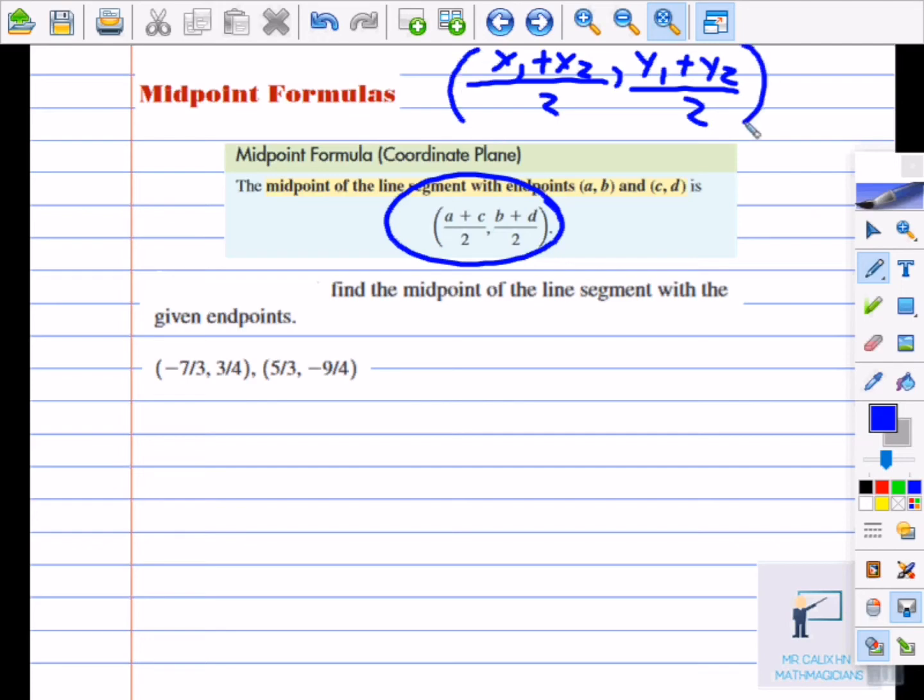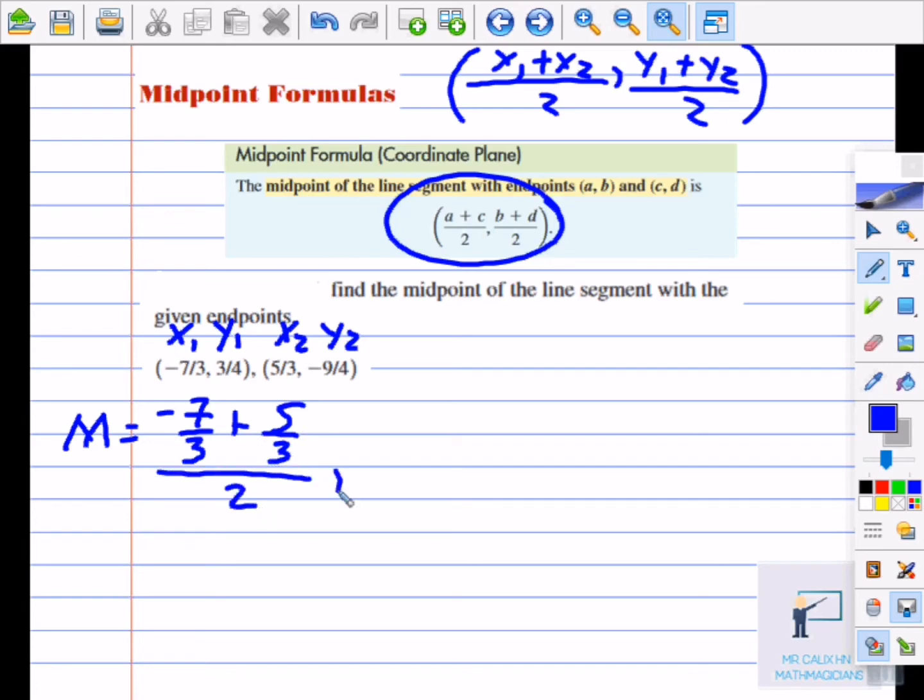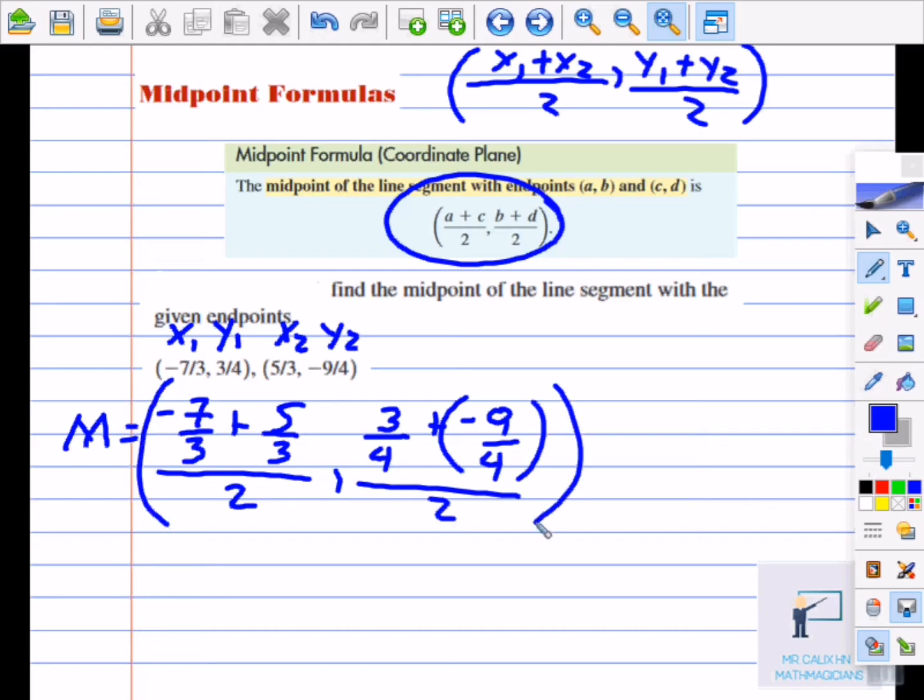So if we have that formula and we say that this is x1, y1, x2, y2, and we organize them with the midpoint, we will have negative 7 over 3 plus 5 over 3 divided by 2, comma, because it's a point, 3 over 4 plus negative 9 over 4 divided by 2. Okay, we have this. If we start evaluating, because they have the same denominator, we can say that negative 7 over 3 plus 5 over 3 is negative 2 over 3.